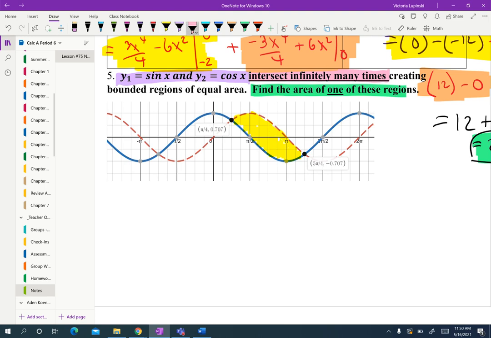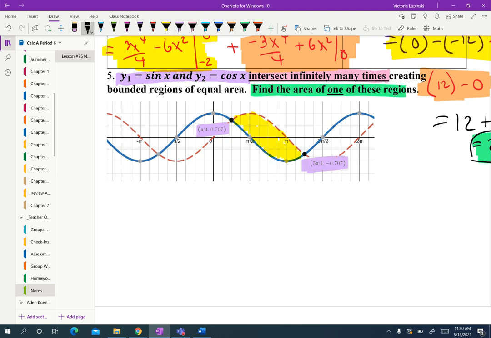Just to be clear, if I found the area of this bounded region in pink, it would wind up being exactly the same as the yellow, but just to make my life as easy as possible, I'm going to choose something that's all positive, and then smaller values. So notice that if I'm going to do that, I need to find those 2 points of intersection, which are of course given to you.